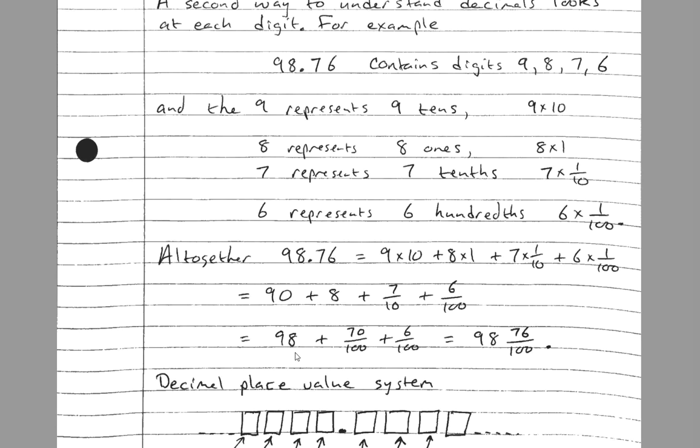90 plus 8, that's 98. And get a common denominator here, 100. So you can write this as 70 over 100 plus 6 over 100. So that's 76 over 100 plus the 98. All right, so yeah, that's just the mixed number. We've got back to the mixed number we were expecting. All right, so yeah, we're just saying here for a decimal, you can break it up into these small pieces, and then when you recombine them, you just get the mixed number.